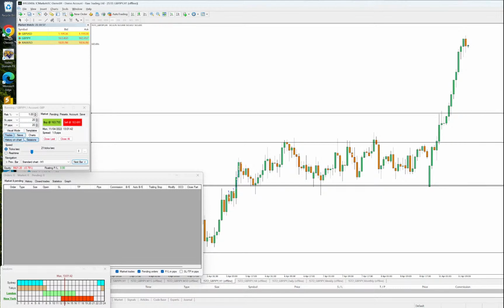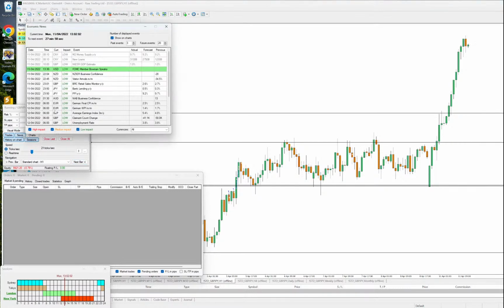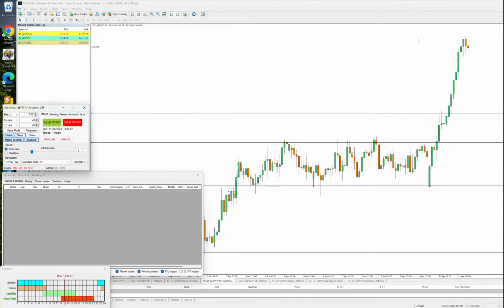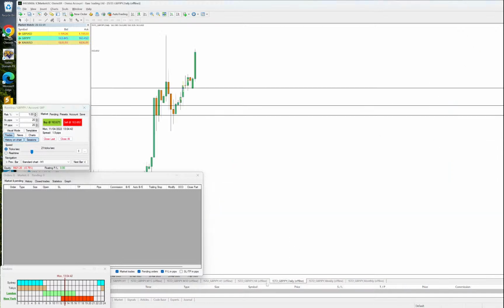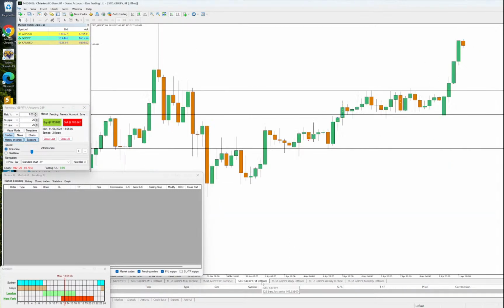Wow, do we have news or what? Yeah, GBP news, but low impact. No news really. So now we're having this rejection. I believe we're due a correction. Daily is moving very strongly.